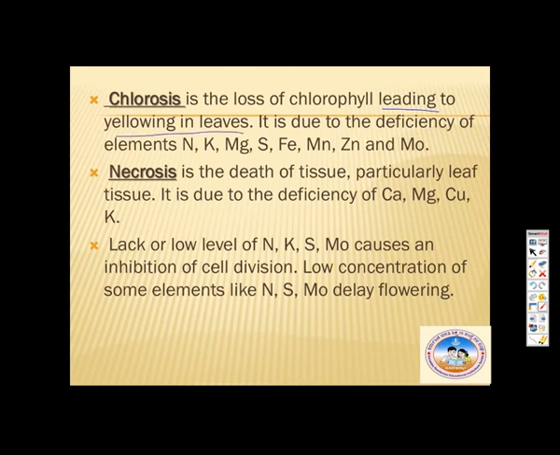Now, a low level or a lack of NKS, that is nothing but nitrogen, potassium, sulfur, and molybdenum, causes the inhibition of cell division. Low concentration of some elements like nitrogen, sulfur, and molybdenum delays the flowering. So basically, lack of NKS and molybdenum results in the inhibition of cell division. Low concentration of nitrogen, sulfur, and molybdenum delays your flowering.